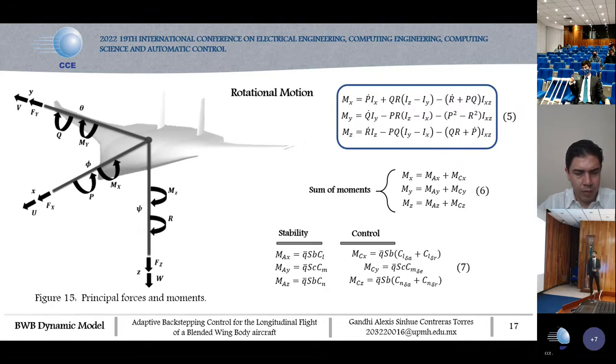Then we have the equations of the rotational motion, also dynamic equations. And here we only have the sum of the aerodynamic forces in stability and control. Gravity and propulsion we only consider in the translational motion.